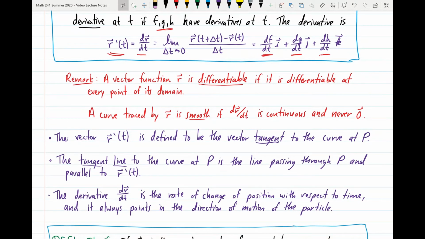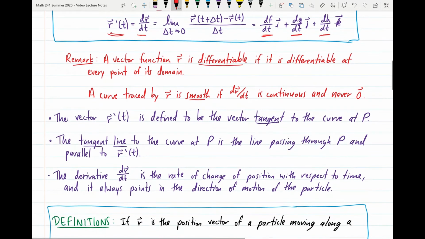So here are just a couple more definitions to be aware of. A vector function r is differentiable if it is differentiable at every point of its domain. And secondly, maybe the more unique one for vector valued functions, a curve traced by a vector function r is smooth if the derivative is continuous and never equal to the 0 vector.